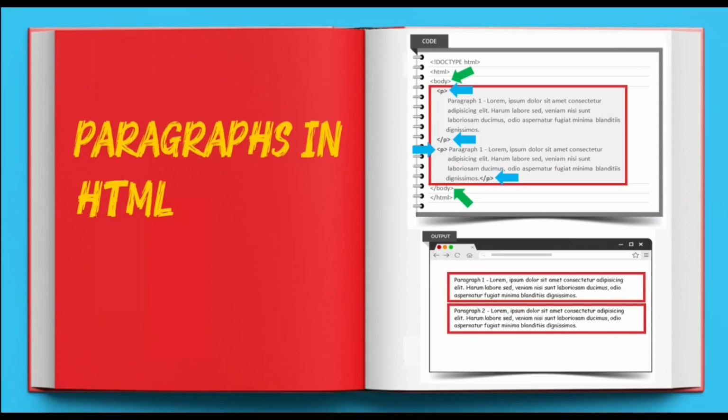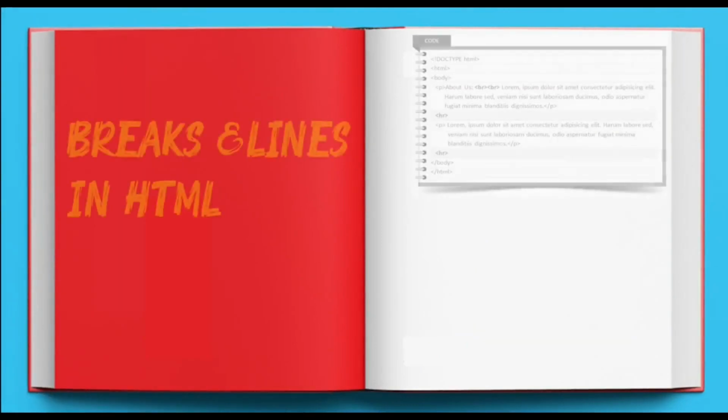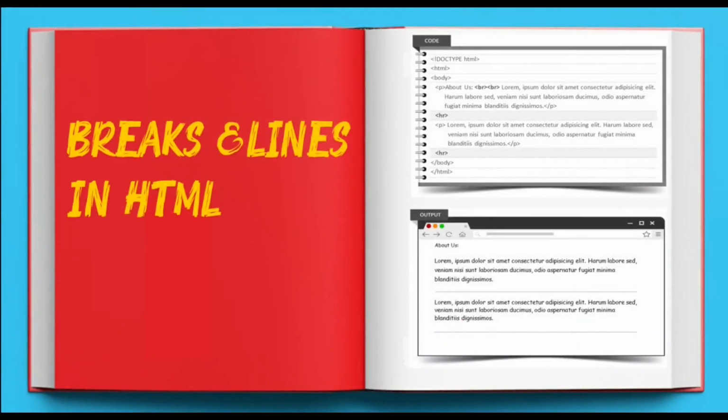In the previous example, you saw how the browser automatically shows a new paragraph on a new line. Suppose you have a situation where you need to add a line break in the middle of a paragraph. In such a case, you can use the BR line break tag. Here we used two BR tags to add two line breaks between the About Us title and the adjacent paragraph. The HR tag, which stands for horizontal rule, is used to create a line between sections to separate content of your web page.